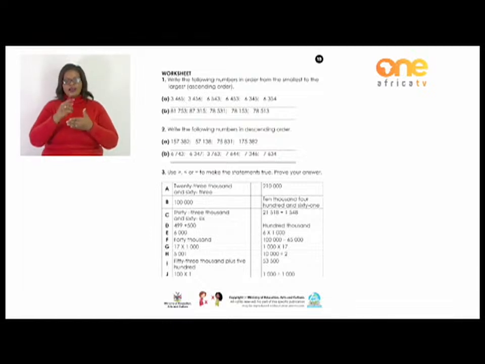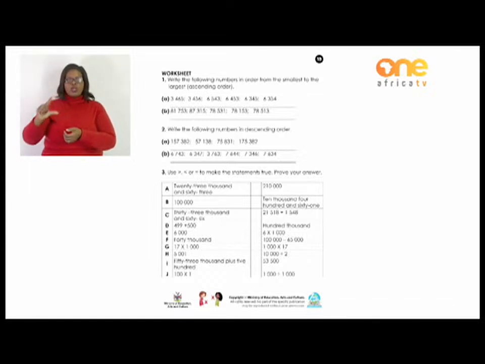But let us go to page 15 and start with our activity that you need to do at home. I will go through with you, but you have to do this on your own. I will just explain where there is a need for change and so on. The first one, number one, you need to write these numbers in order from the smallest to the largest. And that is also called ascending order.